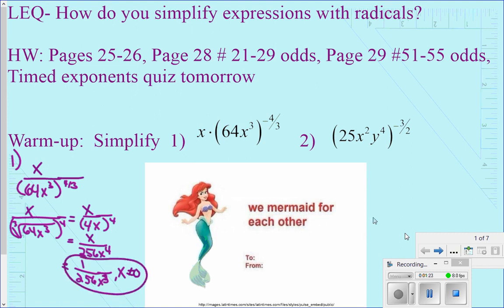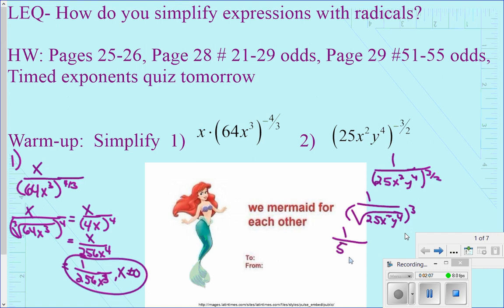Number 2, let's first, again, get the reciprocal. Okay, so we have the reciprocal of the whole entire base, and that's to the positive 3/2 now. So then 1 over, that's going to be a square root of 25x squared y to the 4th, and that's going to be cubed. So that's 1 over the square root of 25 is 5.